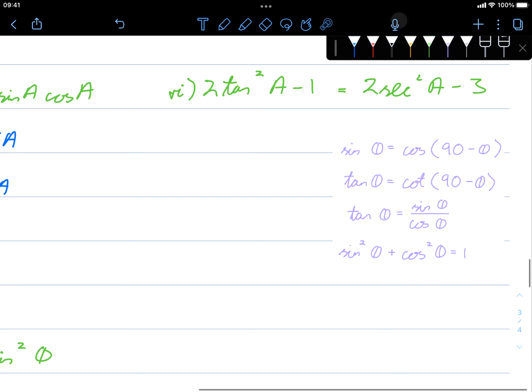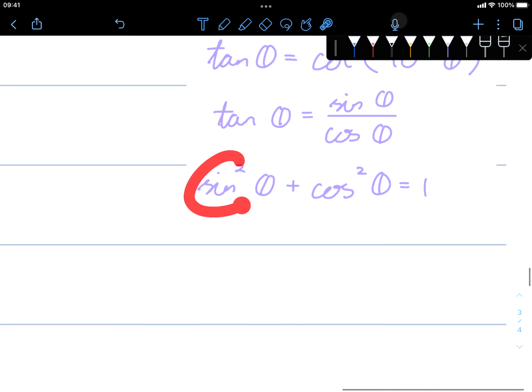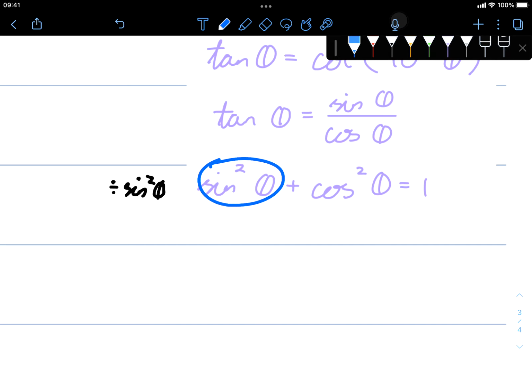Now as you can see, there isn't a tan here, but we have tan squared, in which this one we can make it into tan squared. We can do so by dividing by sine squared for the whole thing. So sine divided by, sorry, I realized not sine, cos. You'll see why in a moment.